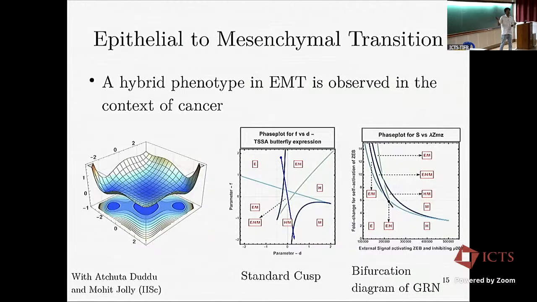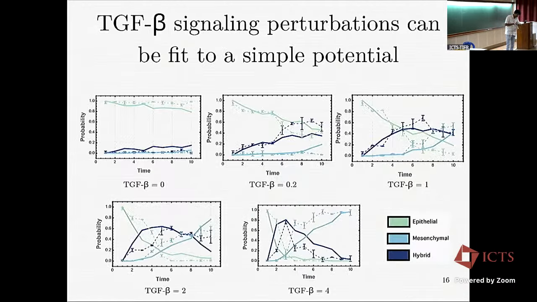But maybe I will skip this in the interest of time, because I want to go to the other part in the 10 minutes that I have. Here again, this was EMT in the context of cancer, epithelial to mesenchymal transition. Here there is this hybrid cell type that was discovered. We're not making predictions for new cell types, but you again have these 3 types of cells, and again you have TGF beta signaling. You can have different concentrations of TGF beta over time, and you have a prediction for what the fates are.